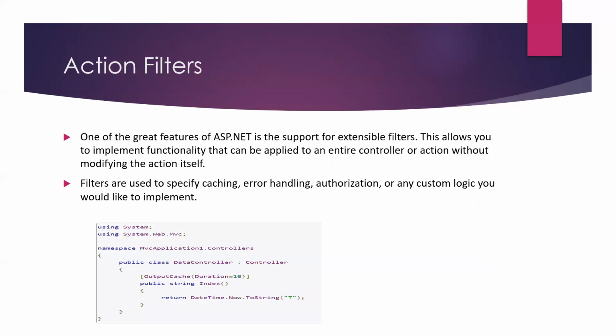So let's go to action filters. If you're from an ASP.NET MVC background, you might have already heard about the filters available for MVC. Here I'm talking about the same. One of the greatest features of ASP.NET is support for extensible filters. This allows you to implement functionality that can be applied to an entire controller or action without modifying the action itself. Filters are used to specify caching, error handling, authorization, or any custom logic you would like to implement. Here you can see output cache, which is one of the filters, being used here. The duration of the cache is set to 10 minutes.